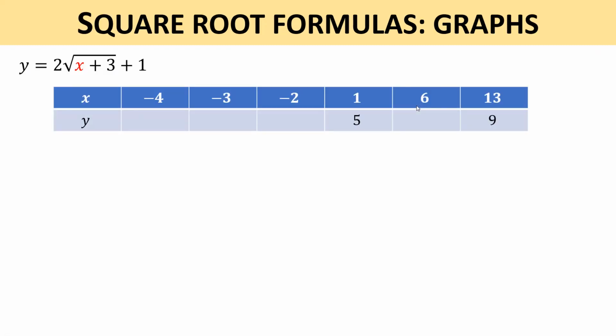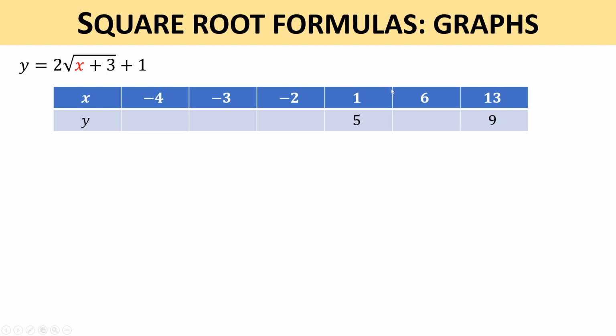And let's take a look at what that means for the graph of a square root formula. So if you're confident that you can do this, try to complete this table. And maybe it's best to start at the right here and then move to the left. So see if you can calculate all of the missing values for y here.